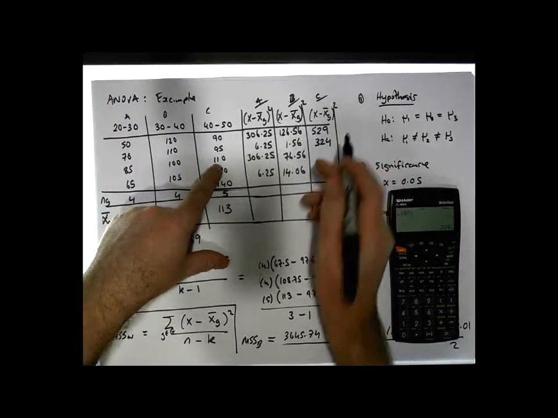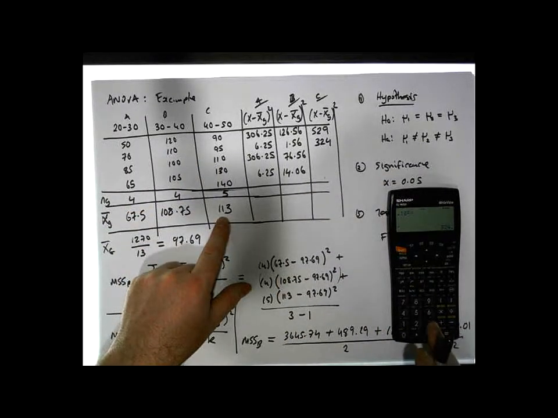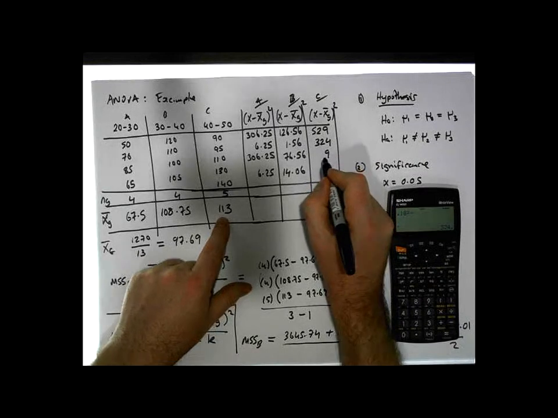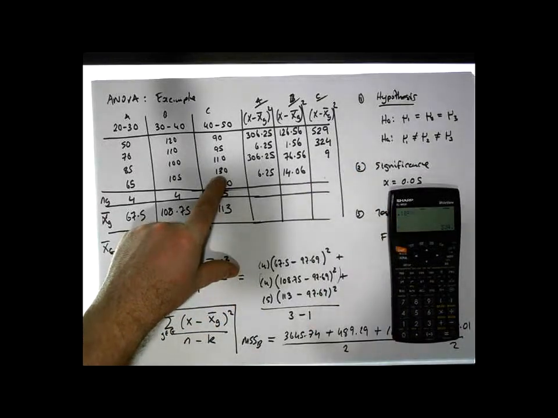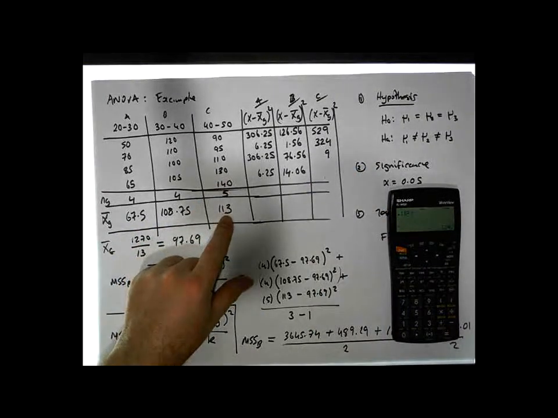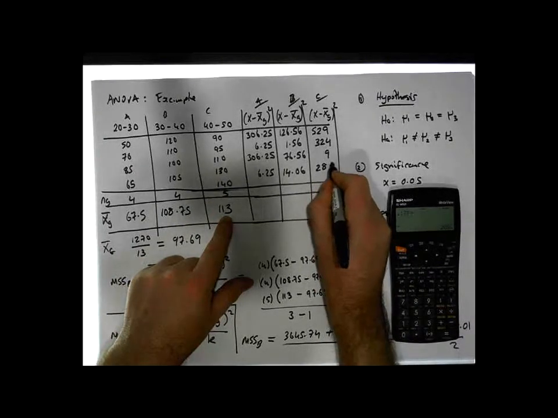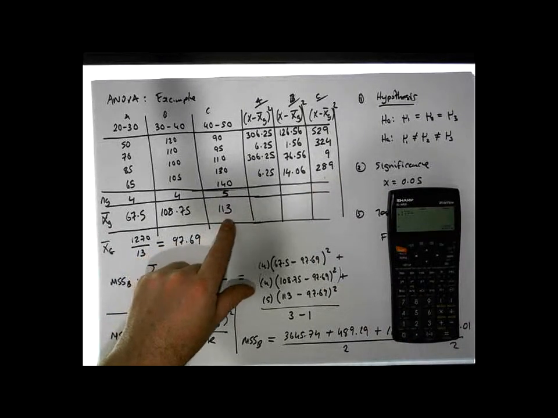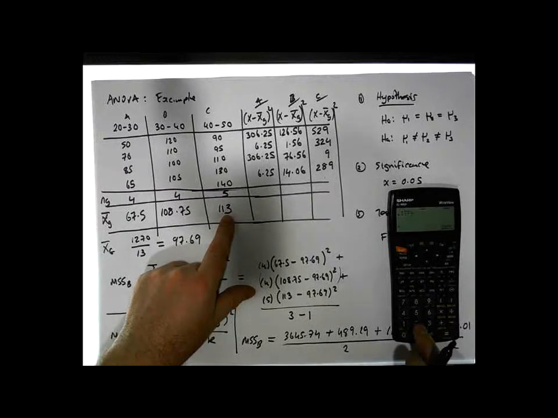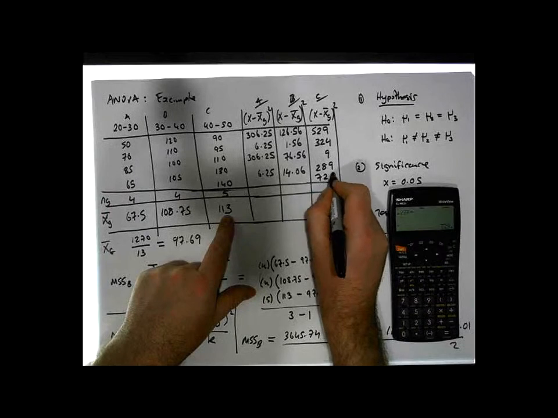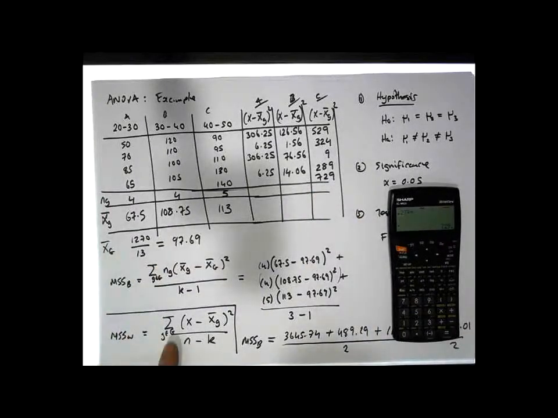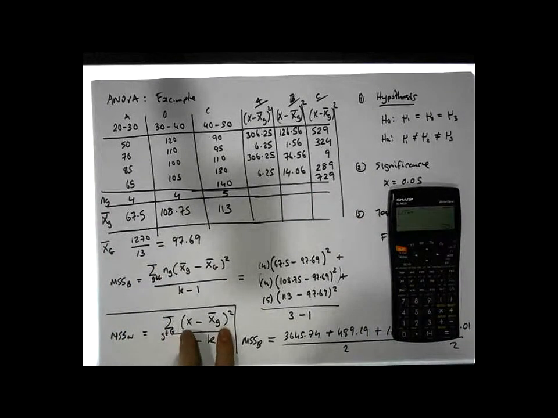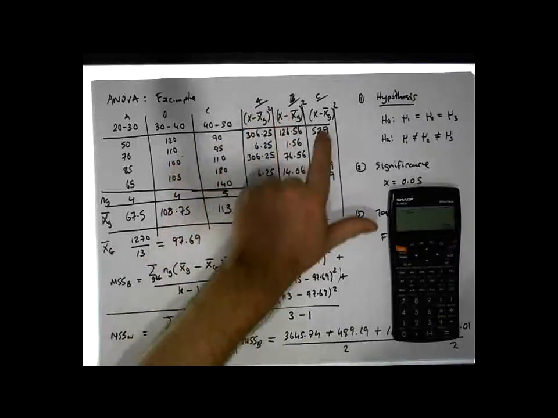Then we have 110 minus 113, which gives us minus 3, and minus 3 squared is going to be 9. Then we have 130 minus 113, which gives us 17, and 17 squared is going to be 289. And finally, we have 140 minus 113, which gives us 27, and 27 squared gives us a value of 729. So what it's saying here is that we need to sum up all of those square distances.